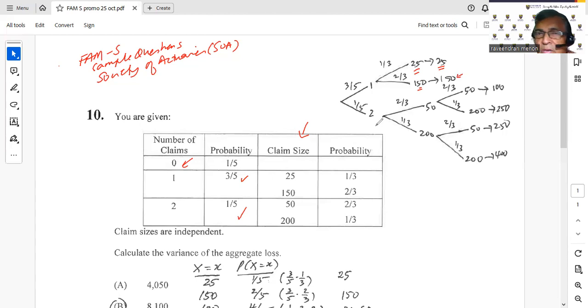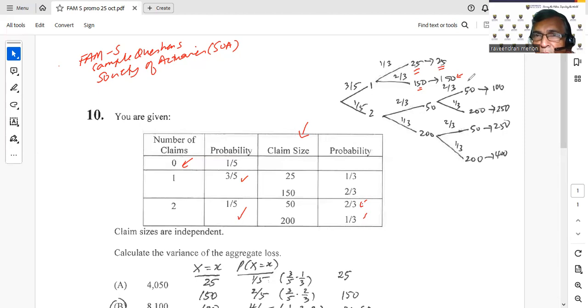Now, if you go to two claims, you can either have 50 or 200. So there you go, 50 or 200 for the first of the two claims. Then the second of the two claims can be 50 or 200. Not difficult, right? That's why I thought this tree diagram approach is pretty useful. Your first claim can be either 50 or 200, and your second claim can either be 50 or 200. So plug in all the probabilities: 2/3, 1/3, 2/3, 1/3. This is 50, this is 200.